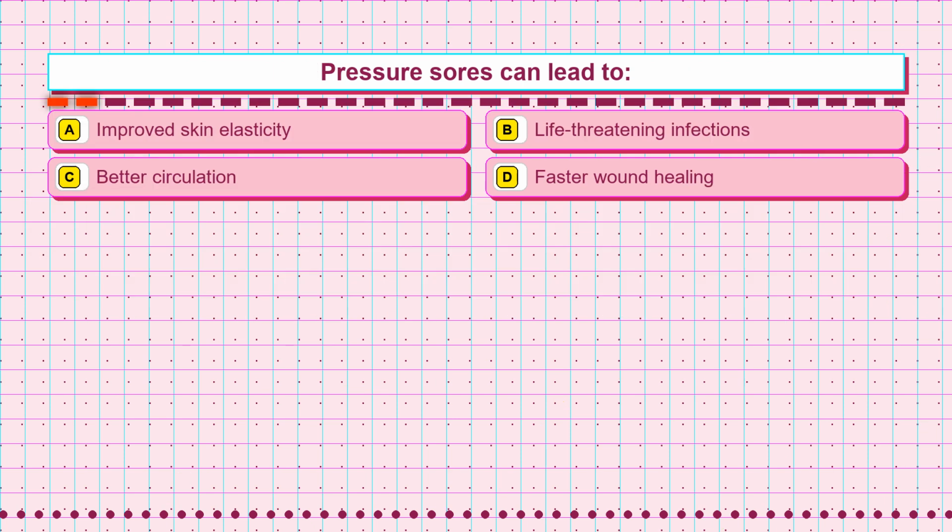Question 66. Pressure sores can lead to: Option A, improved skin elasticity. Option B, life-threatening infections. Option C, better circulation. Option D, faster wound healing.